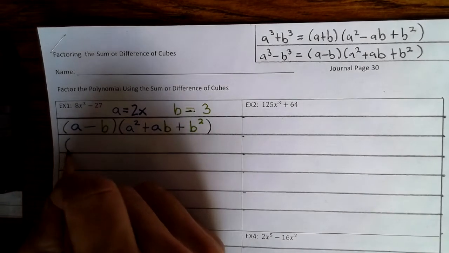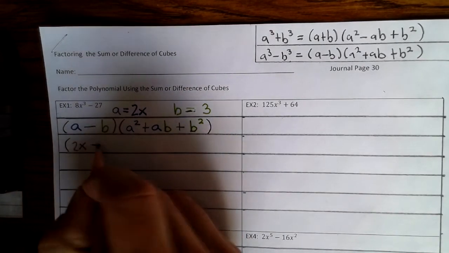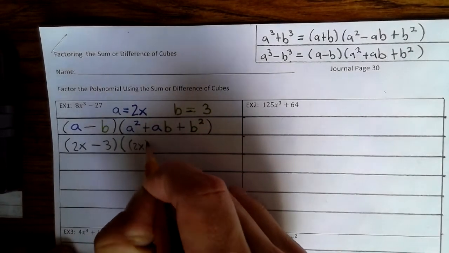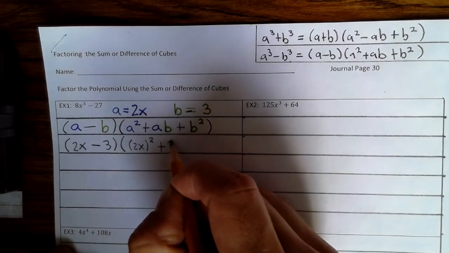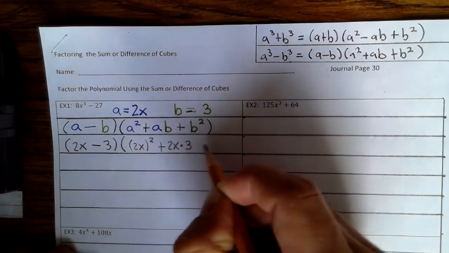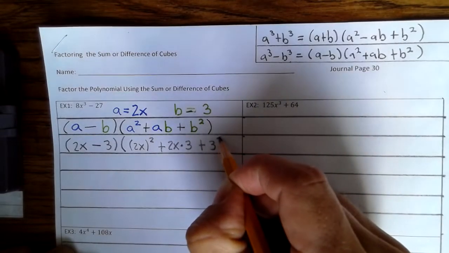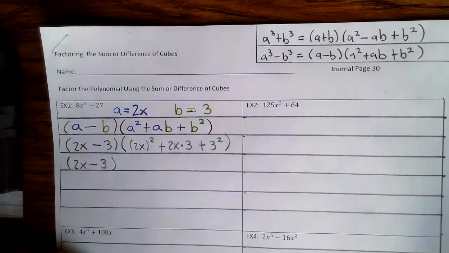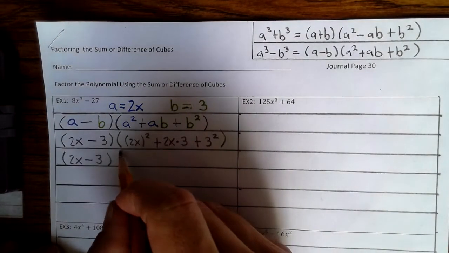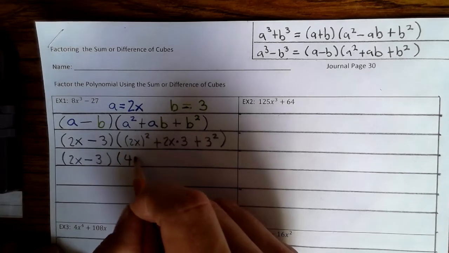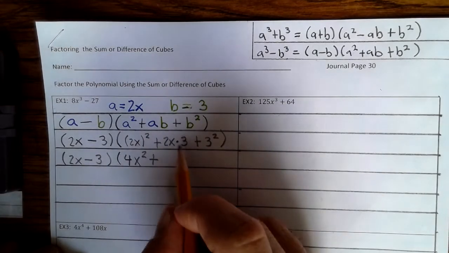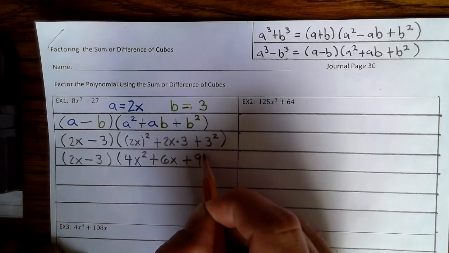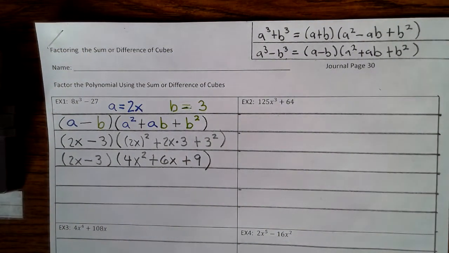Okay, so a is 2x, so that's 2x minus b, which is 3, parentheses 2x squared plus 2x times 3 plus 3 squared. So then you have 2x minus 3. Okay. Parentheses, 2 squared is 4, x squared is x squared, plus 2 times 3 is 6, or I should say 2x times 3 is 6x, plus 3 squared is 9. And then you're done. Okay.